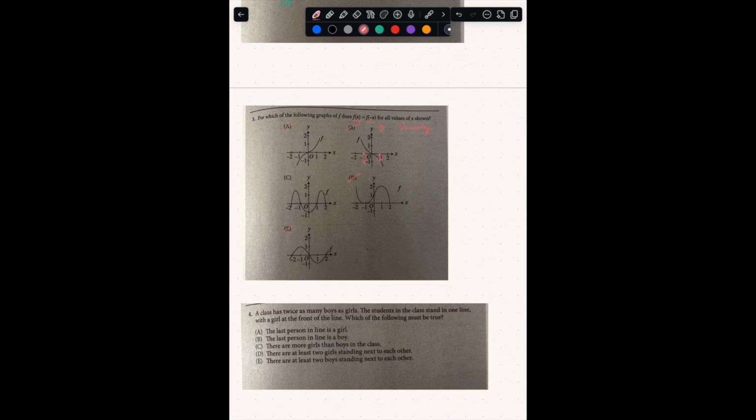Where it is the case is C. There is symmetry across the y-axis. Plugging in a value of x equals 1 gives us the same value as x equals negative 1. The same thing for 3 halves and negative 3 halves. The same thing for 2 and negative 2, and every other value. So there's symmetry across the y-axis. In other words, plugging in x or negative x gives us the same values. So the answer is C.